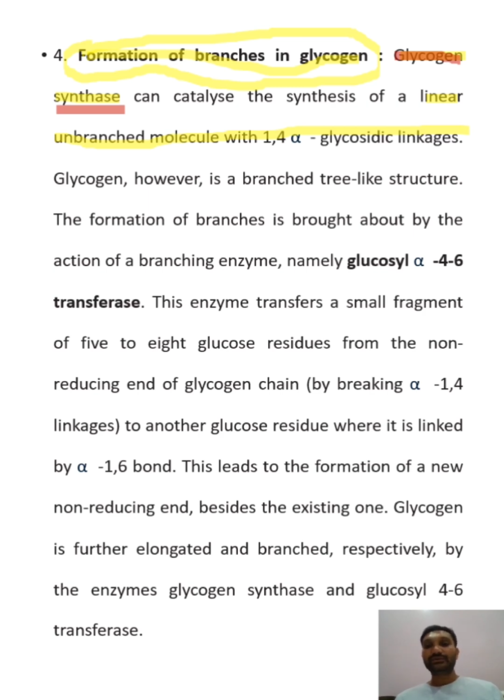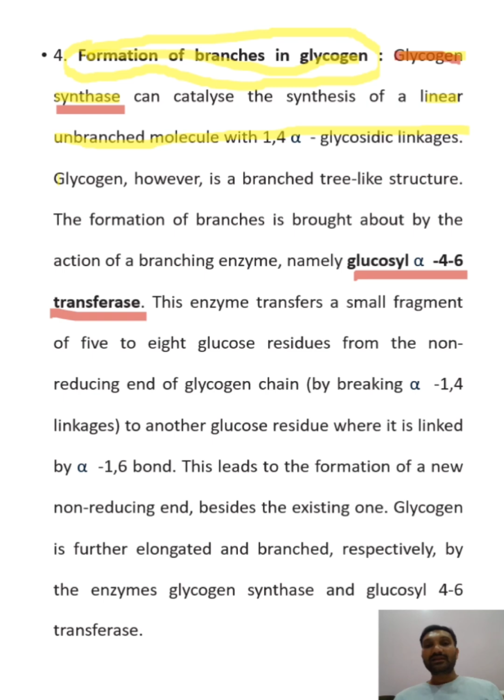I have already told you that glycogen is not a linear structure. It has some branches in its structure. So glycogen is a branched, tree-like structure. The formation of branches is brought about by the action of a branching enzyme, called glucosyl alpha 4,6 transferase. This enzyme plays a very crucial role in the synthesis of the branches in glycogen.